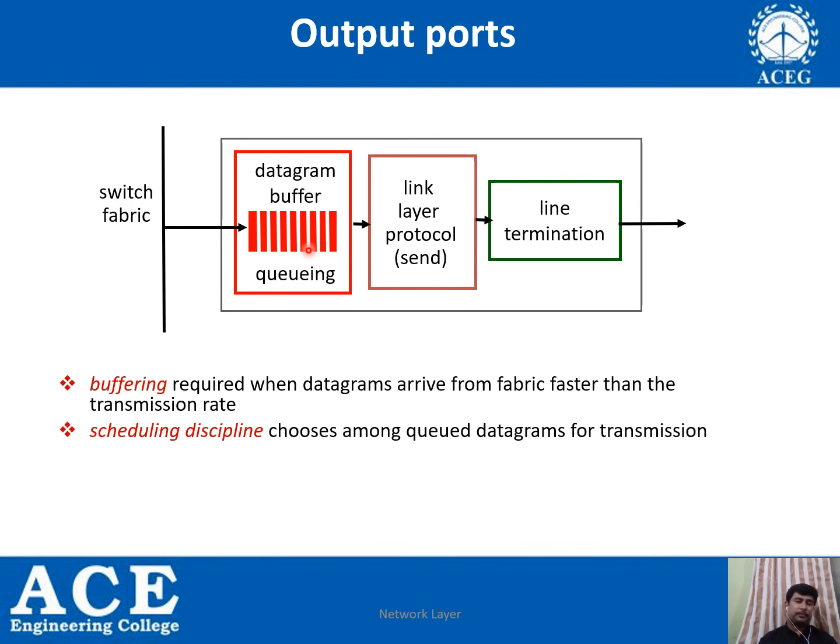Suppose here what is happening is the datagrams arriving from the fabric are faster than the transmission rate. I have one transmission rate, but I am getting four to five packets from the fabric, so I cannot transmit them all at a time.